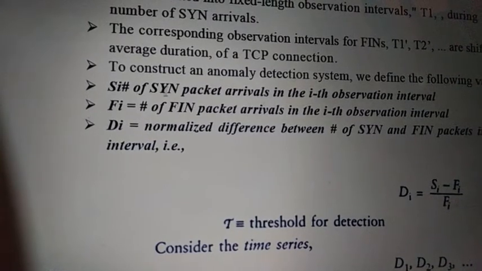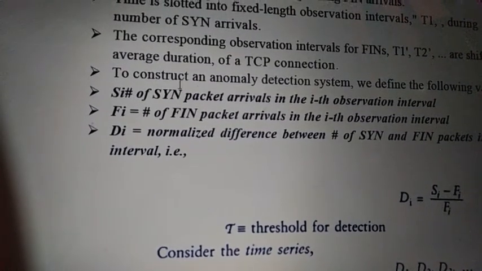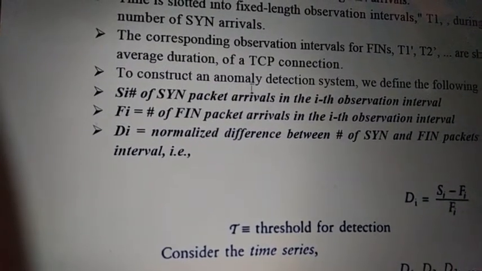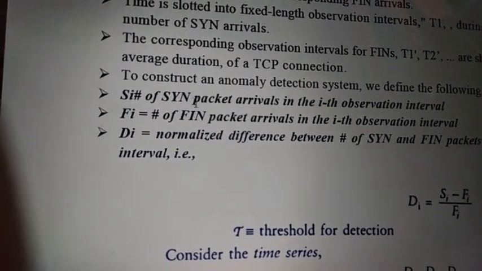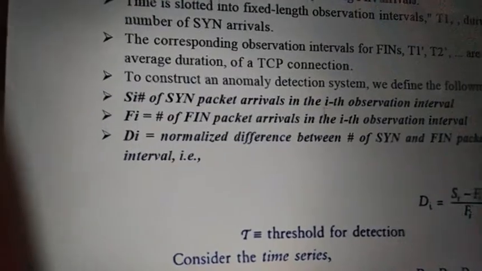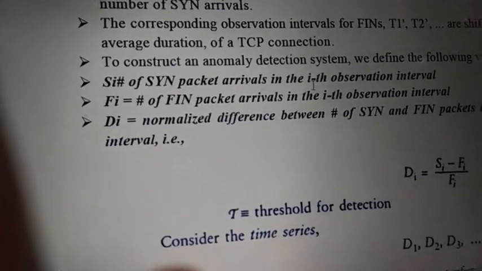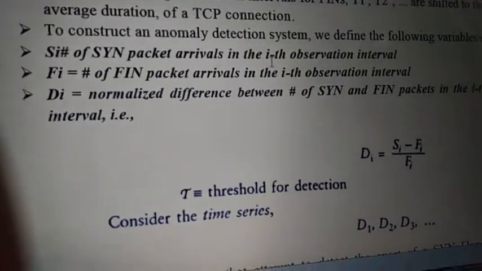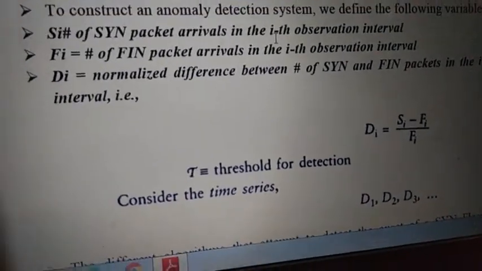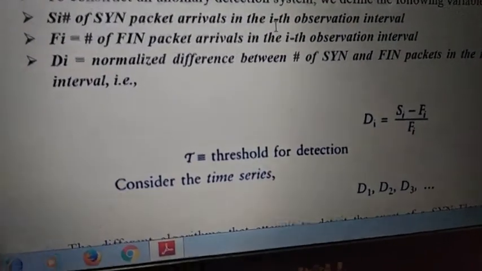How to verify: we take variables here to construct an anomaly detection system with different algorithms. Si is a variable that stands for SYN packet arrivals in the ith observation interval, and Fi is for FIN packet arrivals in the ith observation interval.